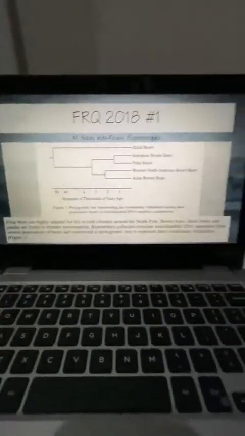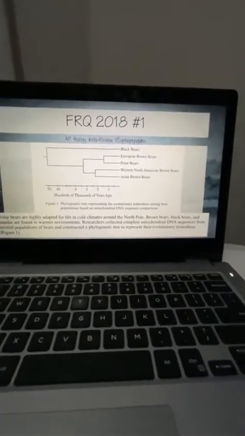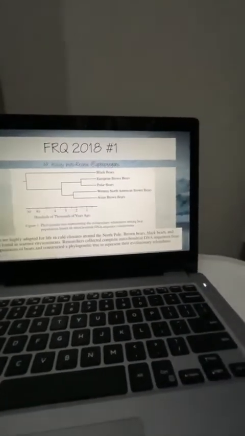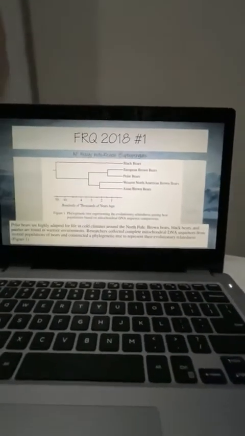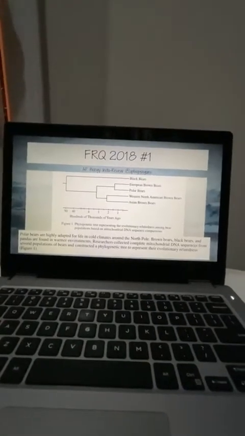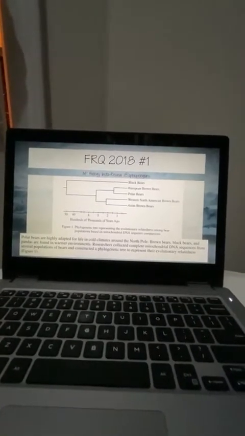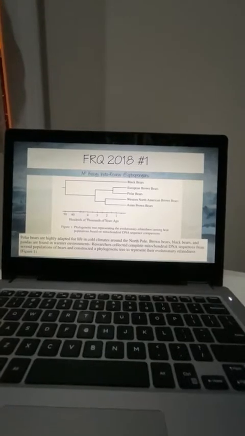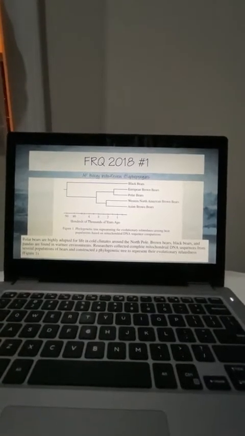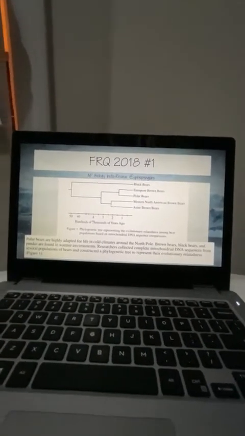So what they did is they gave you a big phylogenetic tree. Okay. And they say polar bears are highly adapted for life in cold climates around the North Pole. Brown bears, black bears, and pandas are found in warmer climates. Researchers collected complete mitochondrial DNA sequences from several populations of bears and constructed a phylogenetic tree to represent their evolutionary relatedness. Okay. And so here you see, of course, that tree.